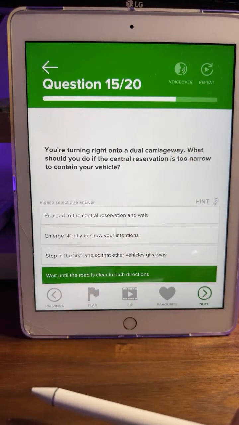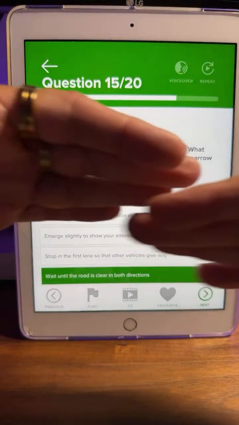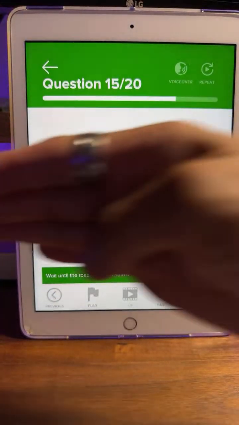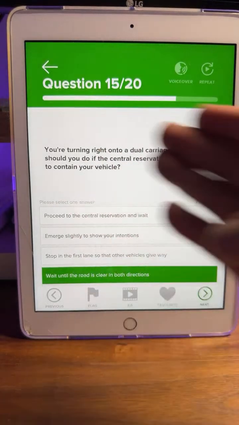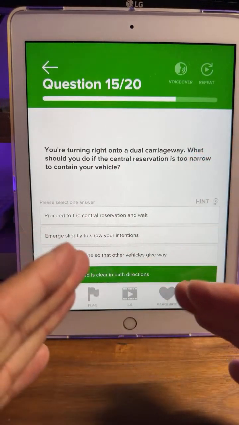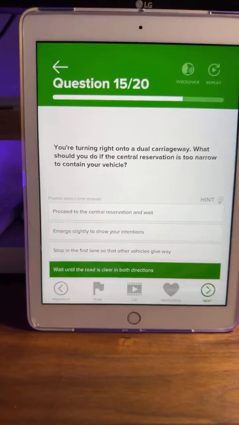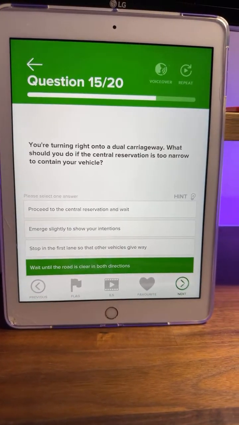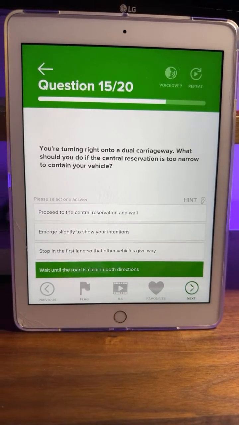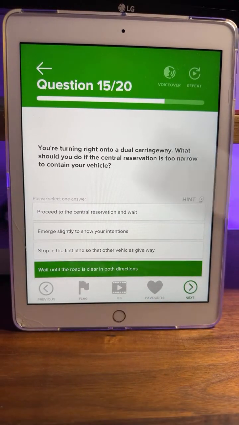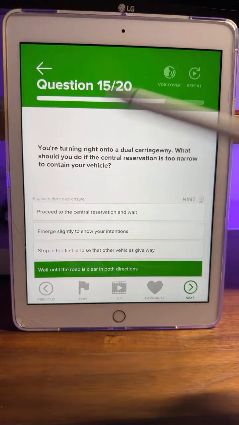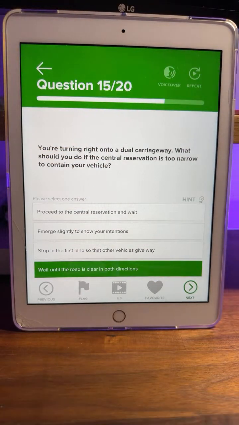Katie said, what is a central reservation? Okay, so imagine you've got a dual carriageway. You've got a central reservation in the middle. You want to be able to turn right from a junction, a road. I was going to try to draw this, but it's not going to work unless I move this all the way back, and I don't want to disrupt my setup. So a dual carriageway is two roads, with a central reservation between them. You can go through that central reservation to turn right onto the dual carriageway. So you've got to wait until the road is clear in both directions.